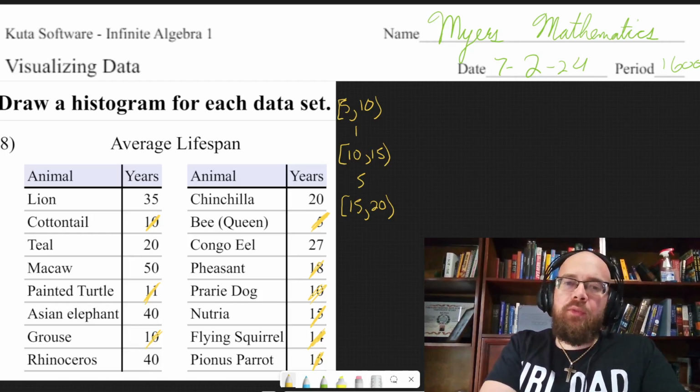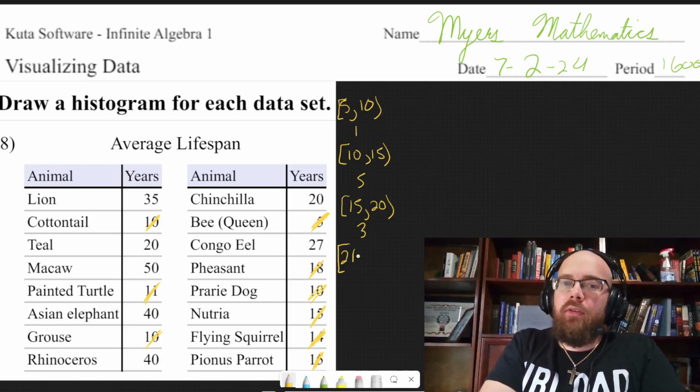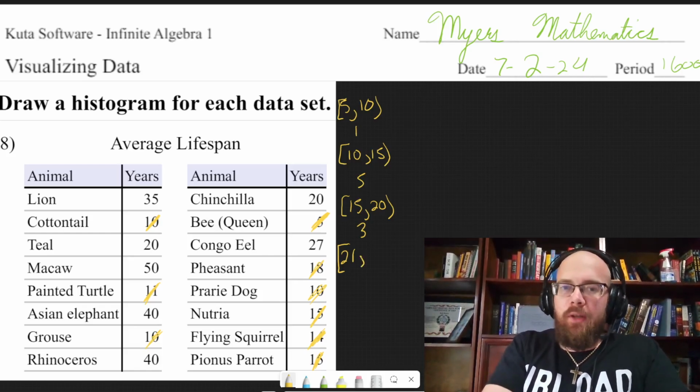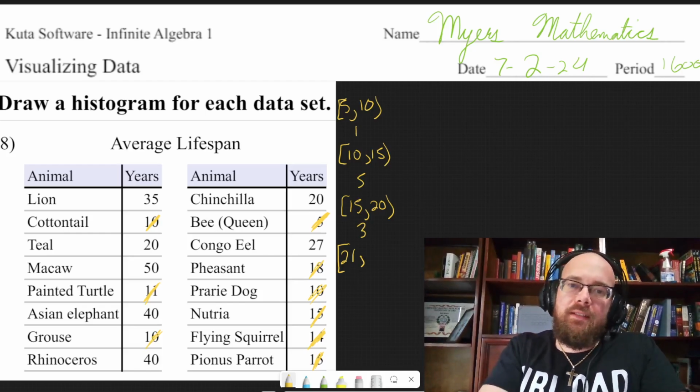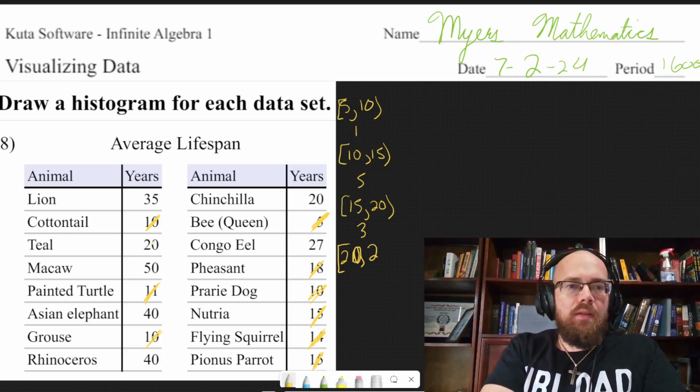All right, what about from 21 to 25? And this is just part of the process, right? It's a little tedious, but you have to know how many things there are in each category in order to make your histogram. So it takes a little bit of time, but you got to do what you got to do. Oh, you know what? I said 21 and I meant 20. 20 to 25. Looks like just the two 20s there. So 2.